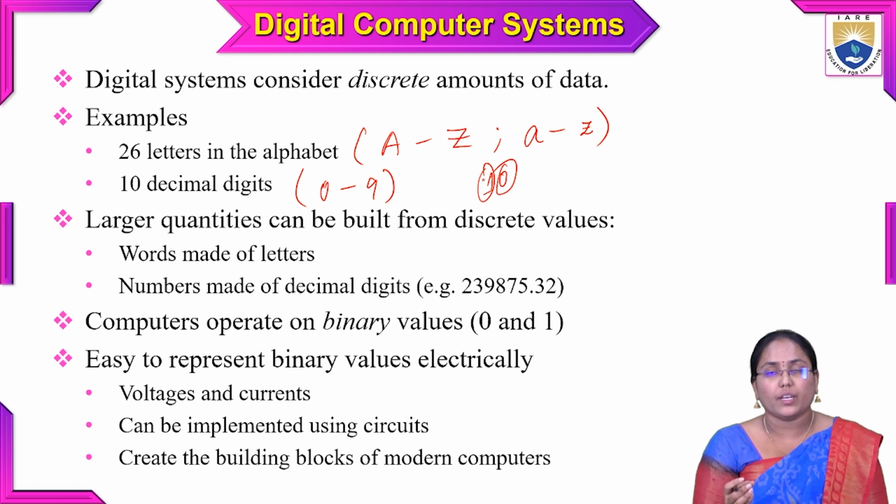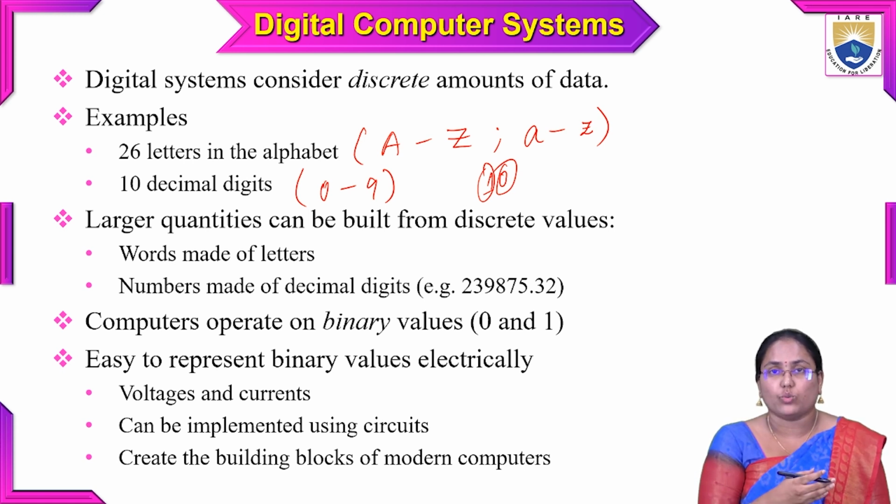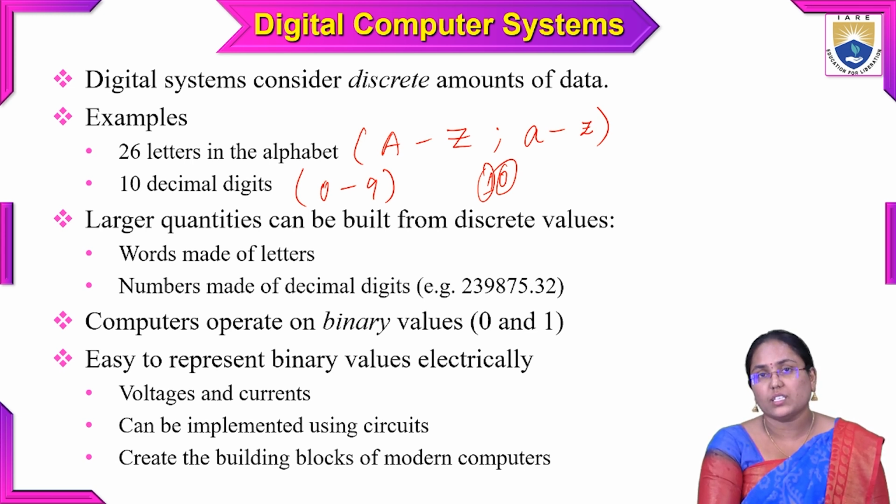That's why whenever we take any decimal digits or any numbers, we'll start considering from 0. So 0 to 9 decimal digits and 26 letters of the alphabets can be considered the examples of discrete amounts of data in the digital system.